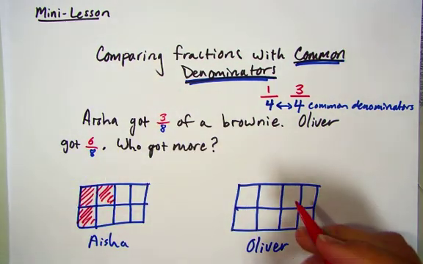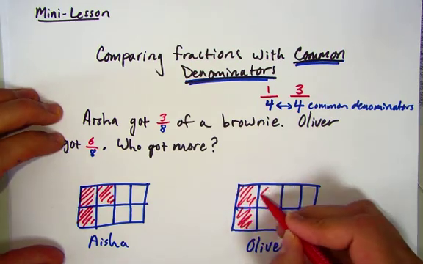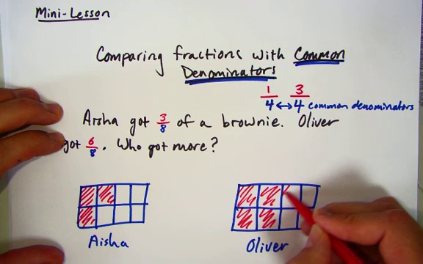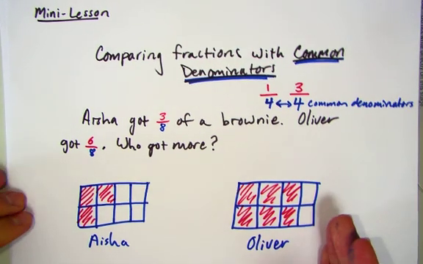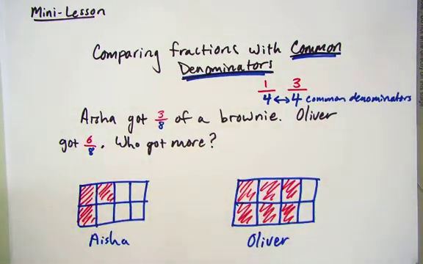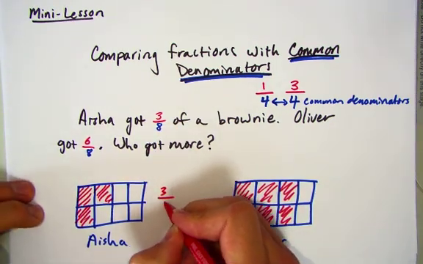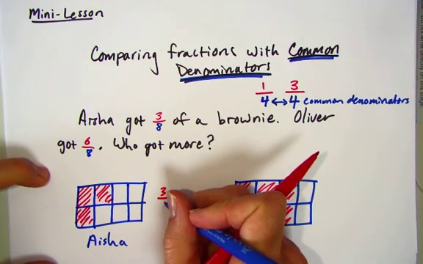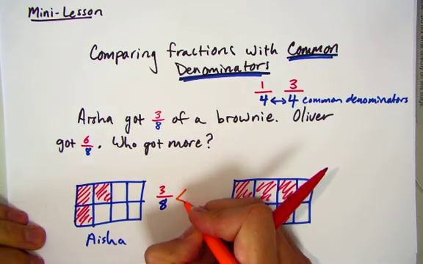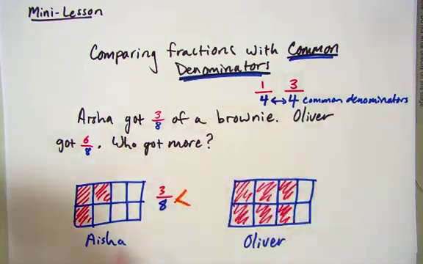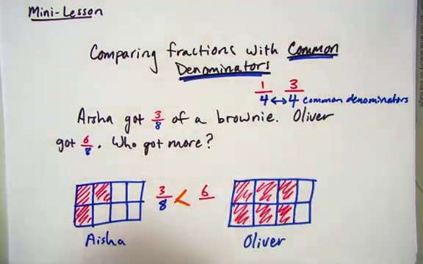Okay, let's shade 6. 1, 2, 3, 7, 8, 9, 10. And that's 6. Now clearly you see who got more of the brownie. Aisha's 3/8 is clearly less than 6/8.